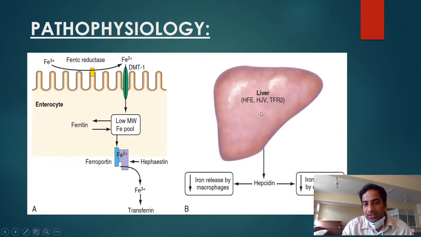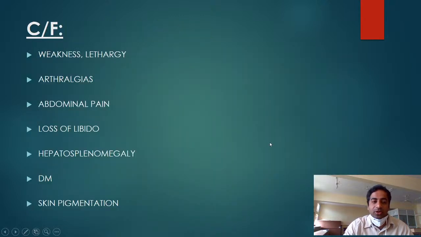So in patients with hemochromatosis, with abnormal genes present, there is hepcidin, an important protein which helps in decreasing iron absorption by the enterocytes and also decreases iron release by macrophages. But this is abnormal in these patients, so that leads to hemochromatosis. Clinical features: patients have weakness, lethargy. Patient may have body pains, arthralgia, abdominal pain. They may have loss of libido, hepatosplenomegaly, diabetes mellitus, and skin pigmentation due to increased iron deposition. So these are more common clinical features of hemochromatosis.